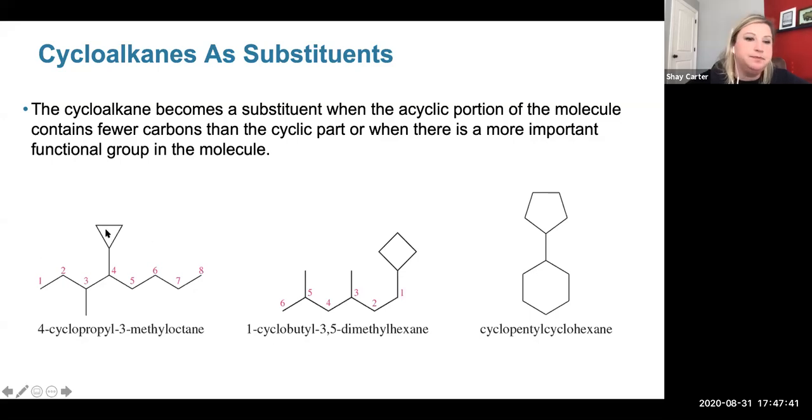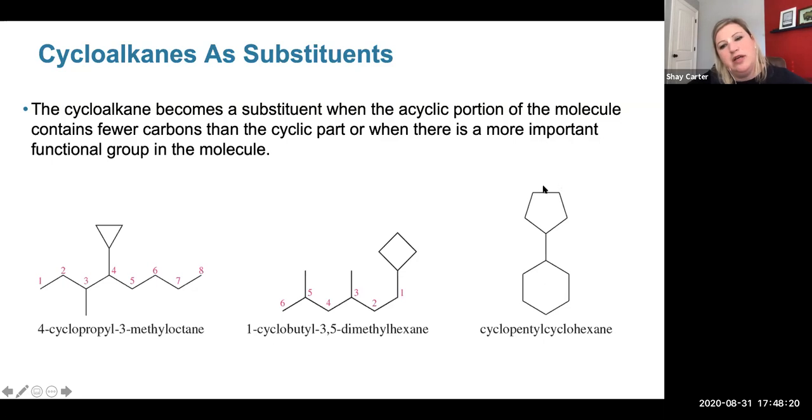Okay, so let's look at this. Here we have a 3-membered cyclopropane ring. Okay, but we have this big long 8-carbon alkane chain here. The alkane chain is going to be the parent chain because it has 8 carbons, whereas our ring only has 3. So whichever one has the most is going to be the parent chain. Here we have a 4-carbon ring, but we have a 6-carbon chain. The 6-carbon chain will be the parent chain, and the ring will be the substituent.